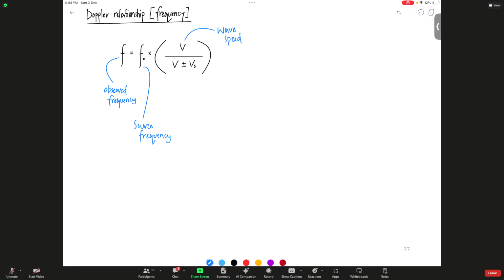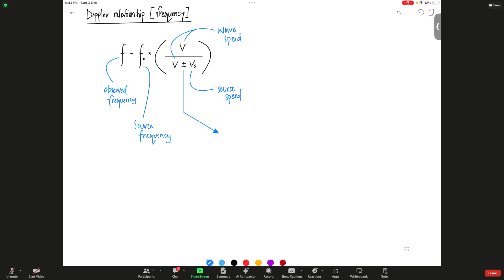Same with your wave speeds. This one is your source speed. Source speed means how fast the car is moving, okay? So the source speed. And let me explain a bit how to do the plus minus.